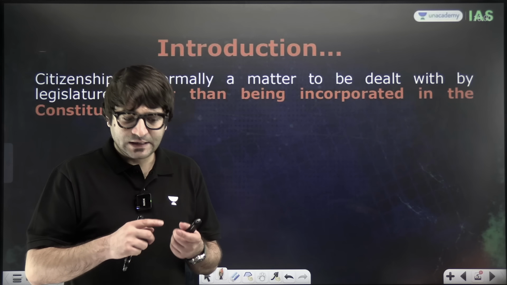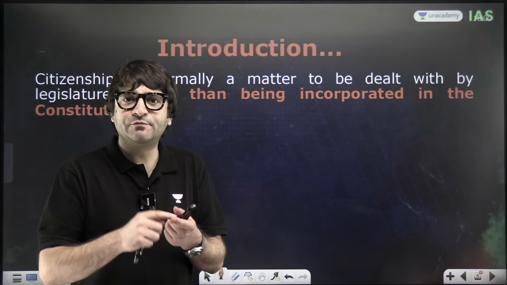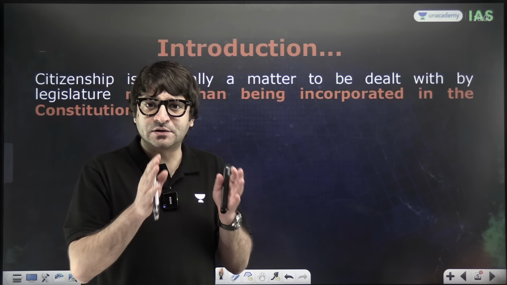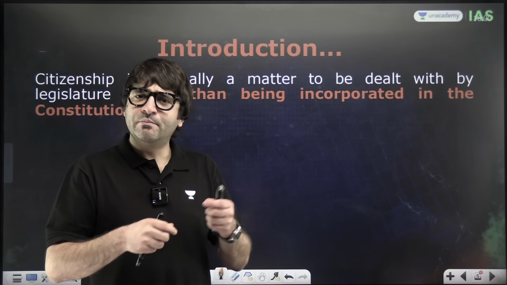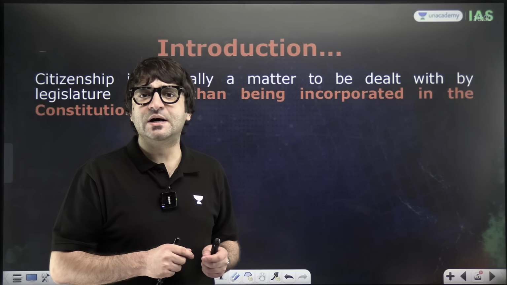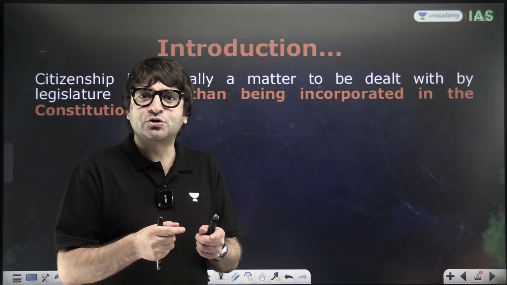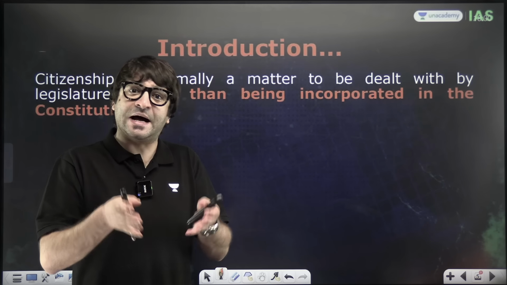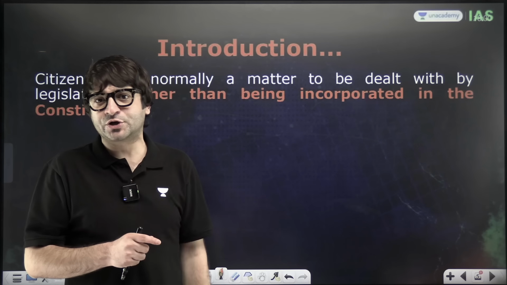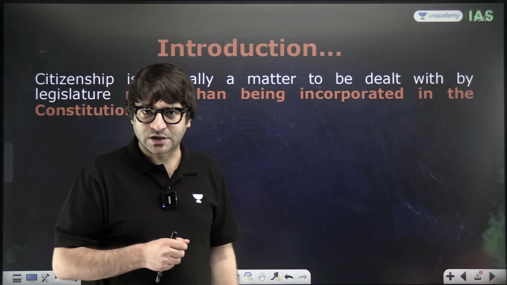Now, when I say citizenship is a matter which is normally dealt with by the legislature, it is because the legislature of a country will decide who can become a citizen, who cannot become a citizen, because frequent changes may be required. Then why does our constitution mention citizenship as a chapter under part 2 of the constitution? Because of the unique circumstances.